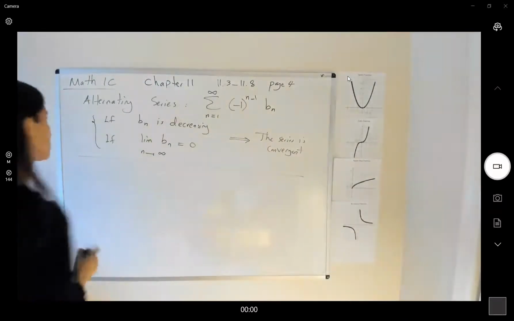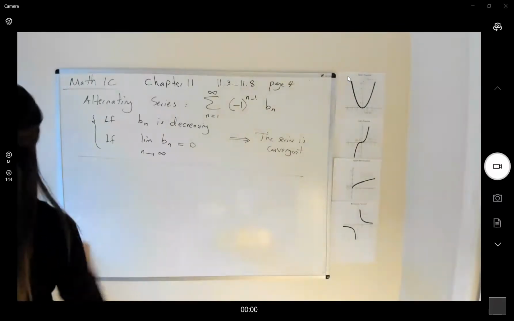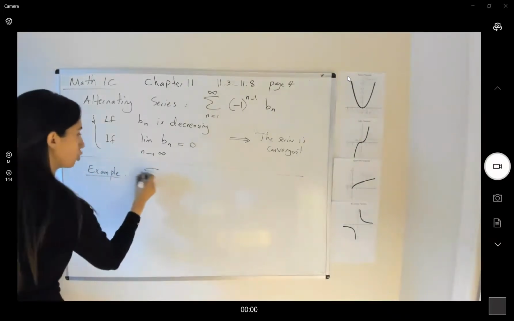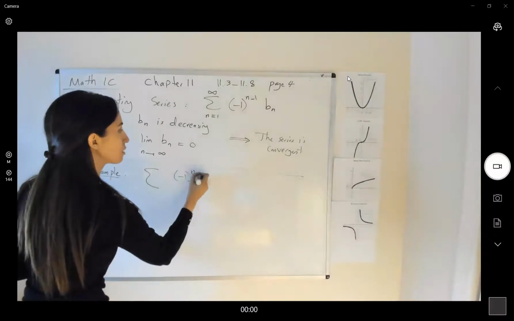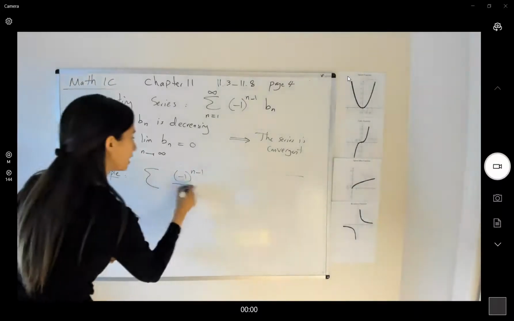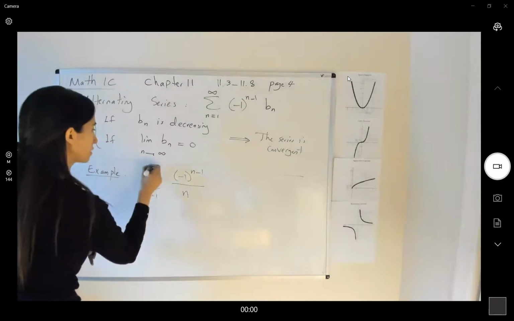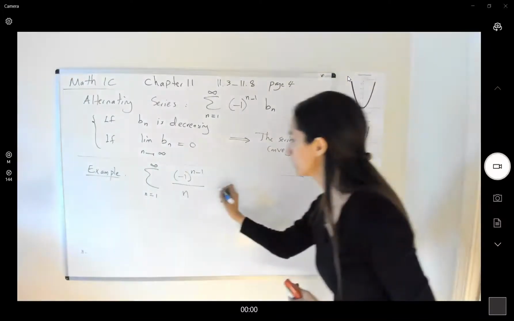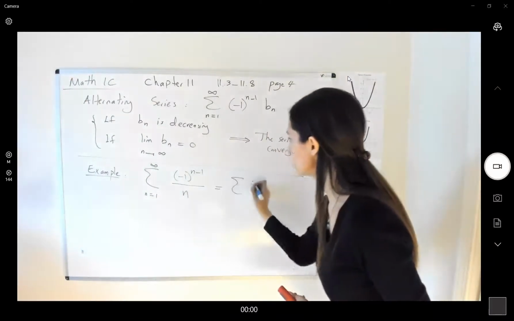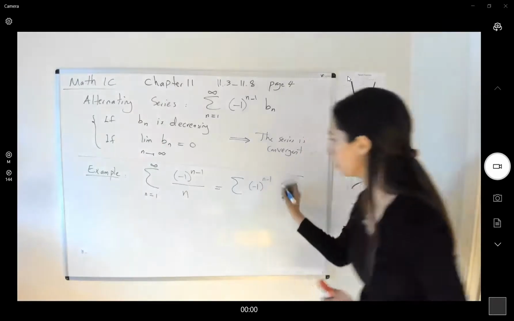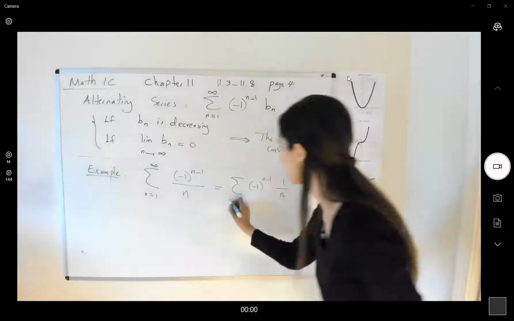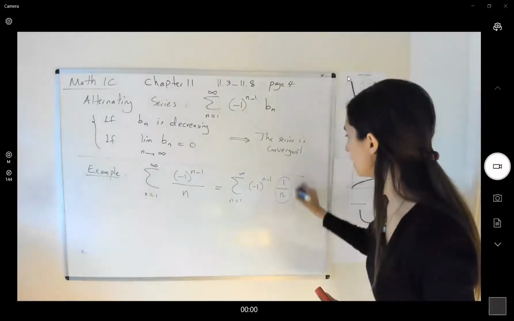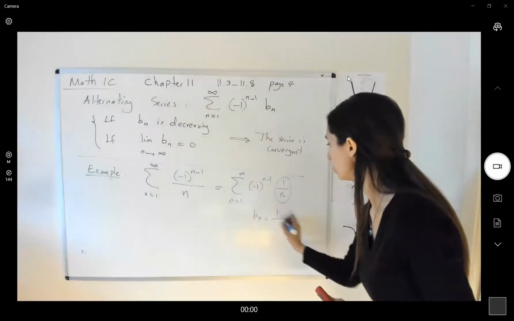Alternating series. One example for you. Suppose you have the series (-1)^(n-1) divided by n, n from 1 to infinity. This can be written as the series (-1)^(n-1) times 1 over n. So as you can see, your bn is equal to 1 over n.